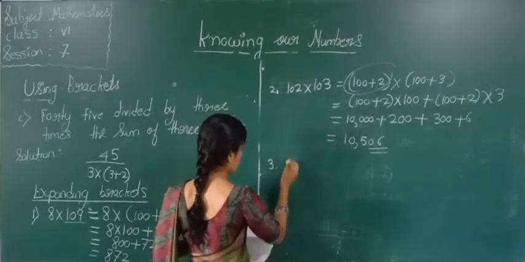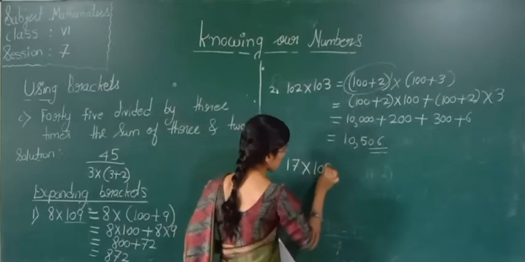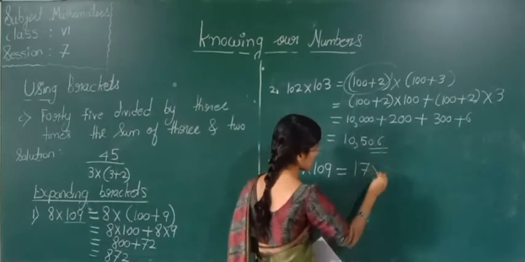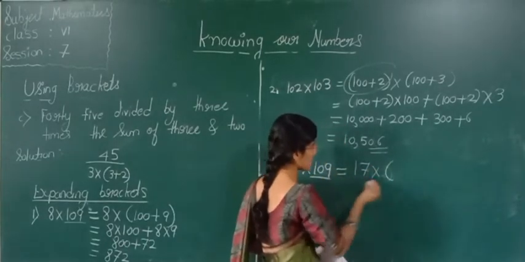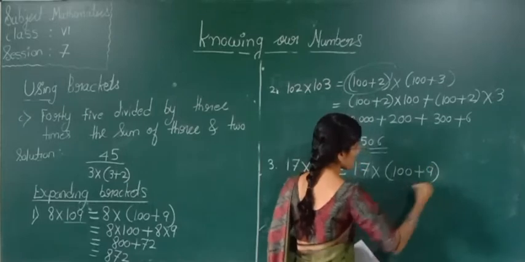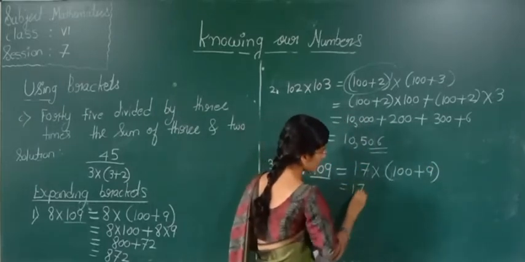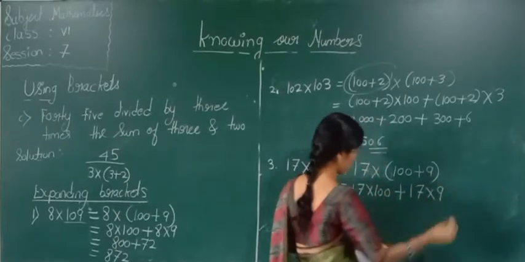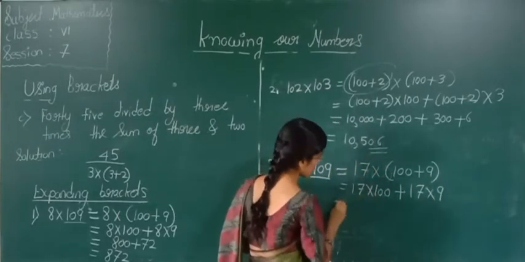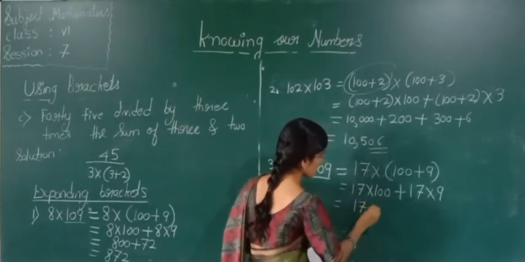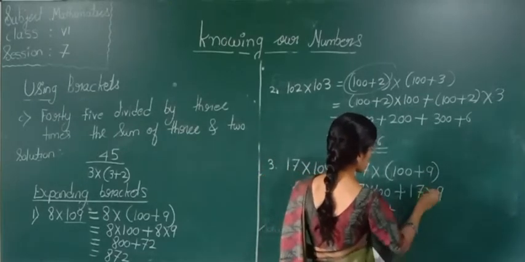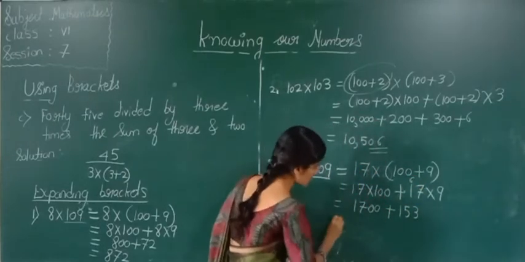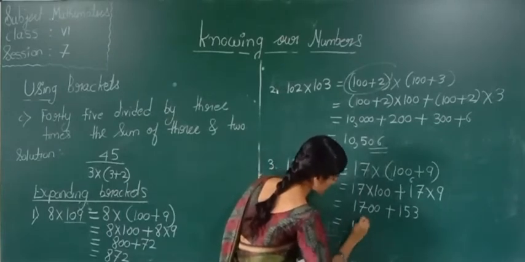Third one, 17 into 109. Now see, 17 multiplied by 109 can be written as 17 into 100 plus 17 into 9. Now see, 1700, and 17 9s is 153. The total answer will be 1853.